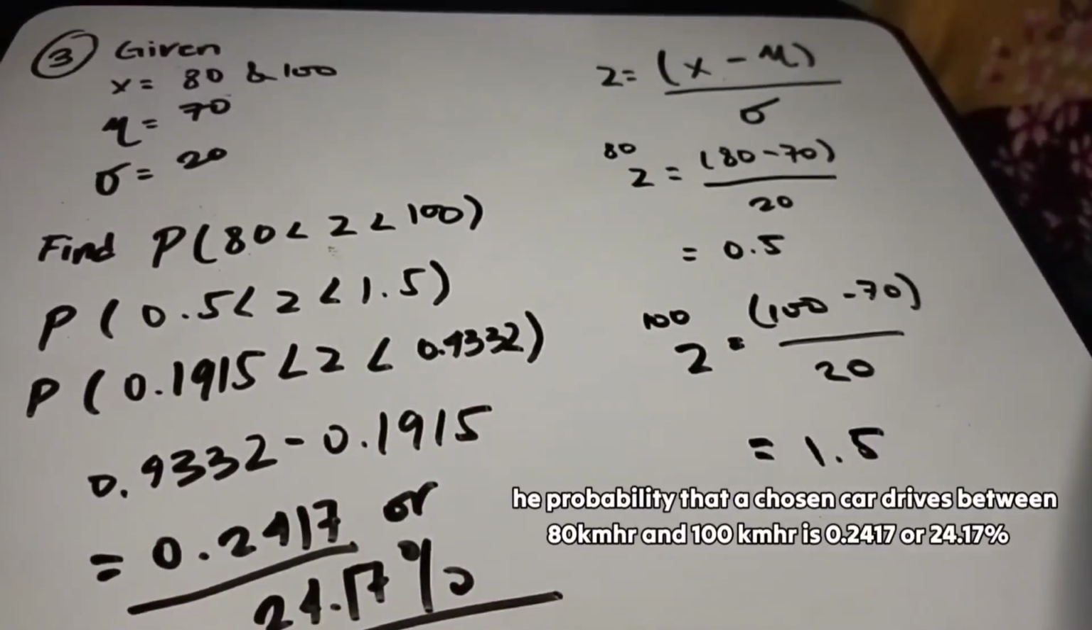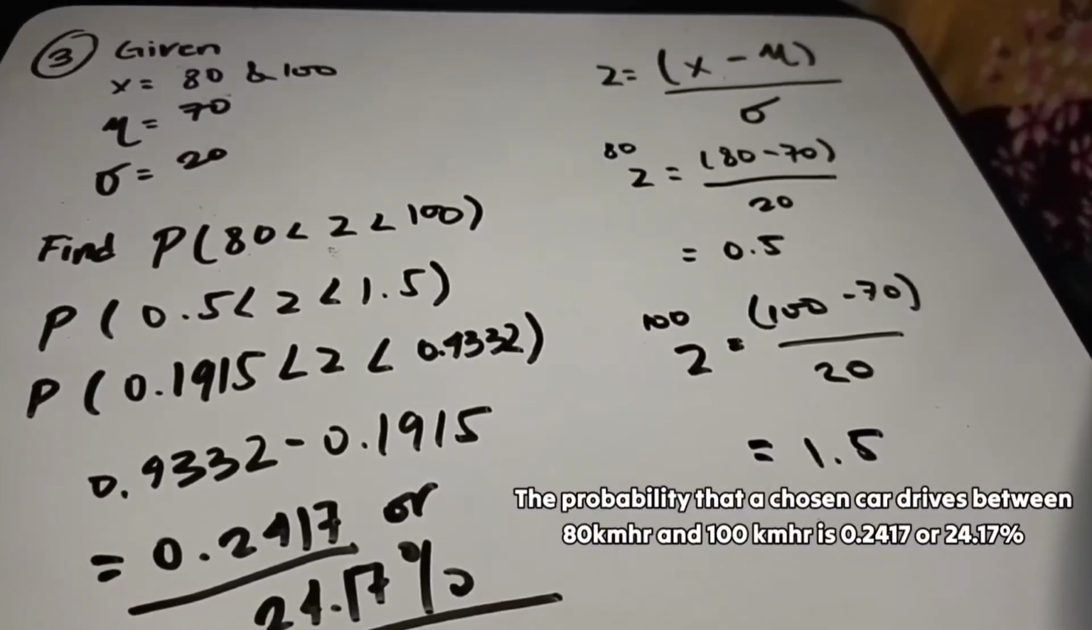So, the probability that the chosen car drives between 80 km per hour and 100 km per hour is 0.2417 or 24.17%. How was your score? Great if you got it correctly, but if you didn't, don't panic because you can always review your answers to determine where you could have gone wrong.